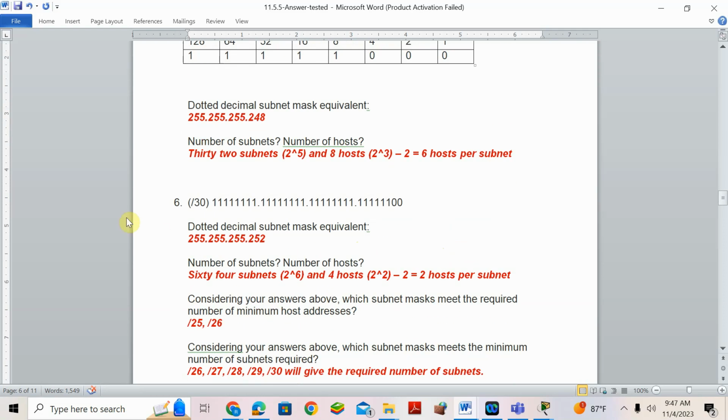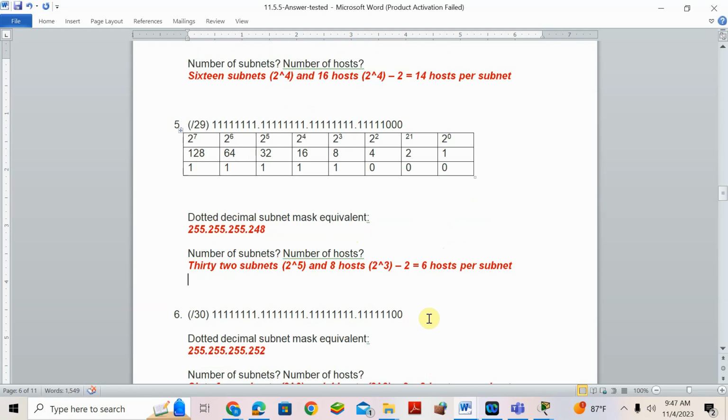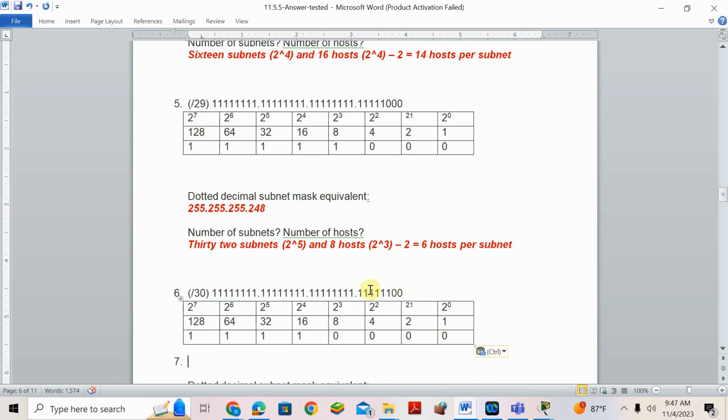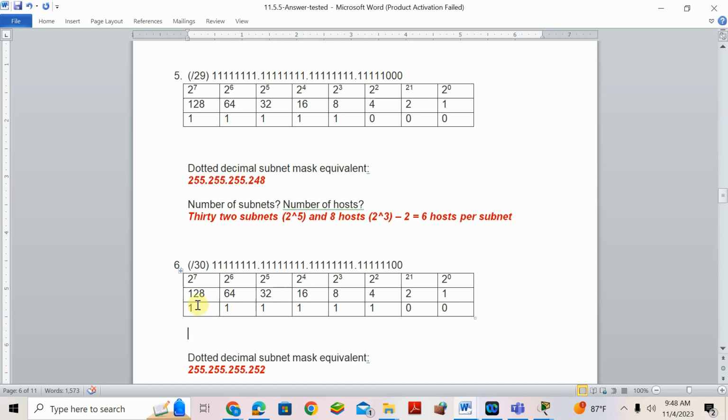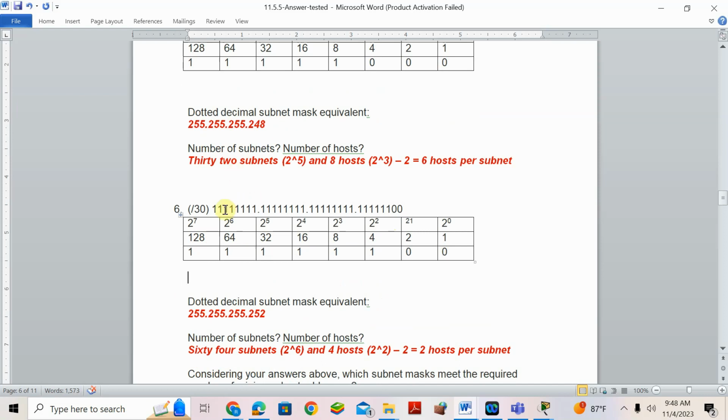Okay. Now 30. How many do you have to borrow? See, 30 means initially it was 24 network bits. Okay, now we borrowed 1, 2, 3, 4, 5, 6 bits for the network. What is the decimal value of the subnet mask? 128 into 1 plus 64 into 1 plus 32 into 1 plus 16 into 1 plus 8 into 1 plus 4 into 1, we get 252 in the last part. Remaining 255 same, no change there.